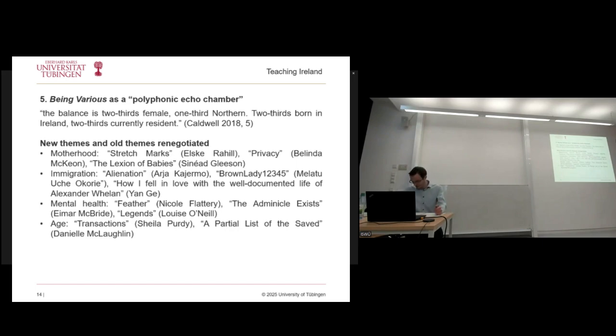If we compare Alienation with Okori's Brown Lady 1, 2, 3, 4, 5, or Jan Ge's How I Fell in Love with the Well-Documented Life of Alexander Whelan, we are made aware of the many facets of immigration as the stories' characters struggle with similar and different aspects of having to get along in Ireland. And we've had this before in the short story itself as well, right? The African women versus the main protagonist and narrator of Alienation. In Brown Lady 1, 2, 3, 4, 5, the perspective on immigration is that of the male and homosexual African immigrant Joseph, who lives in a provision hostel, right?